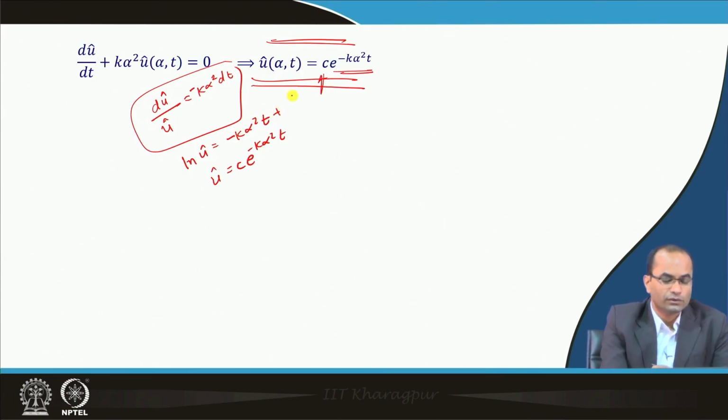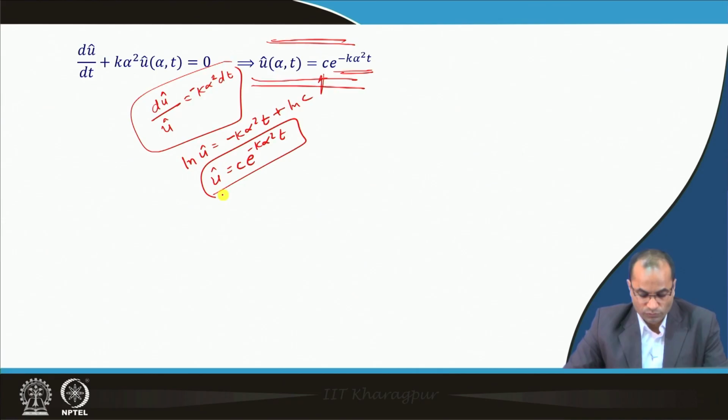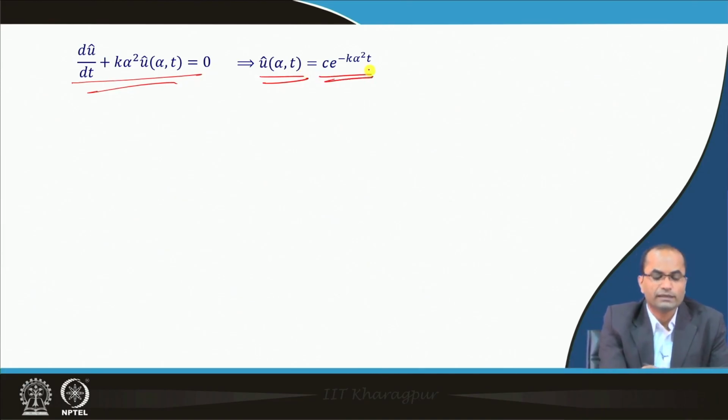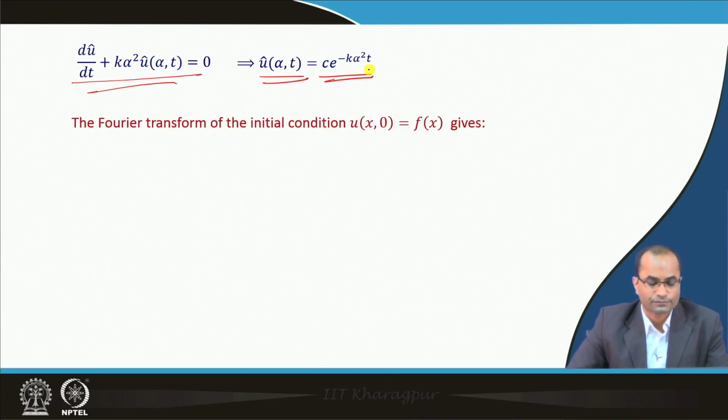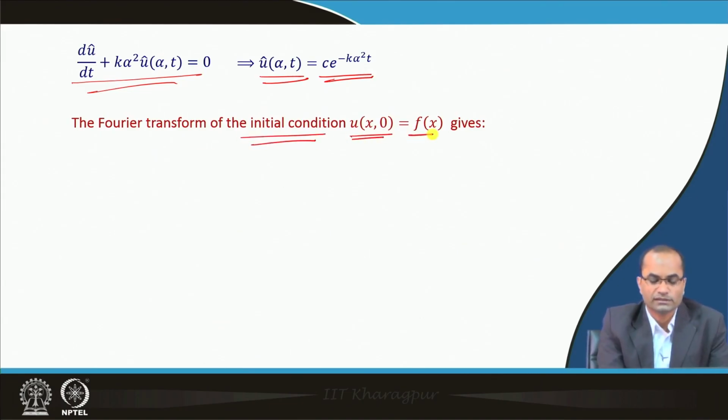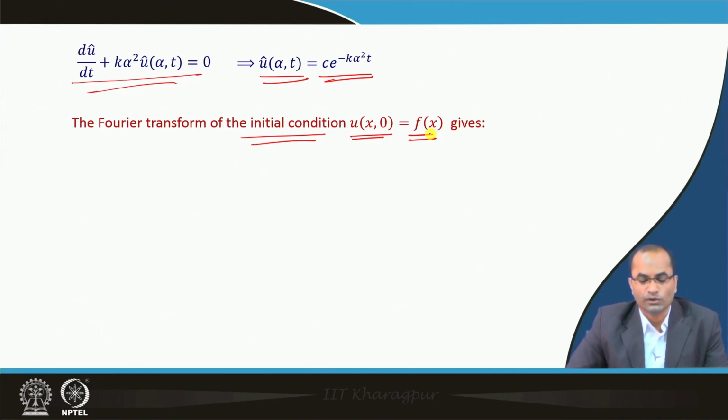So, we also have to add a constant there. We can take this as ln of some constant. So, we get this solution out of this simple differential equation. We got u hat as a function of alpha and t: c e power minus k alpha square t. But the c is unknown here, which we can get using the initial condition given in the problem, that u(x, 0) is equal to f(x).